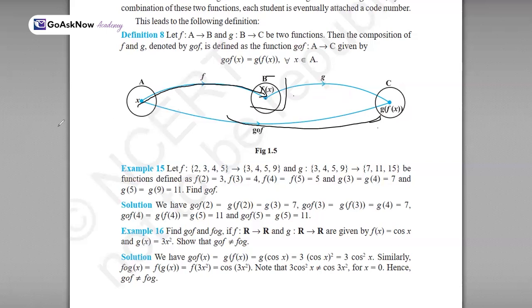So example 15, what is it telling? Let's see. Let f be a function from {2, 3, 4} to {3, 4, 5, 9}, and g be a function from {3, 4, 5, 9} to {7, 11, 15}. These functions are defined as f(2) = 3, f(3) = 4, f(4) = 5, and g(3) = g(4) = 7. And g(5) and g(9) are also equal to 11. So we have to find gof.